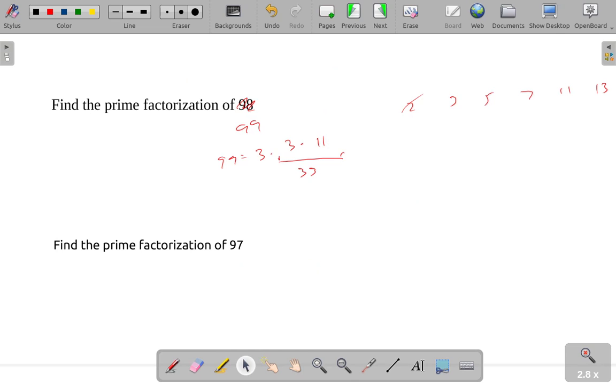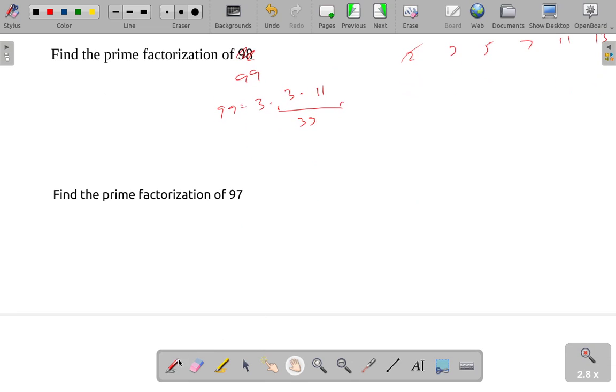Alright, we'll do one more of these. Let's find the prime factorization of 97. Again, 2, 3, 5, 7, 11, 13. It's not even, so 2 is not a factor. Let's see, 3. 9 plus 7 is 16. That's not divisible by 3, so 3 is not a factor. It doesn't end in a 0 or a 5, so 5 is not a factor.